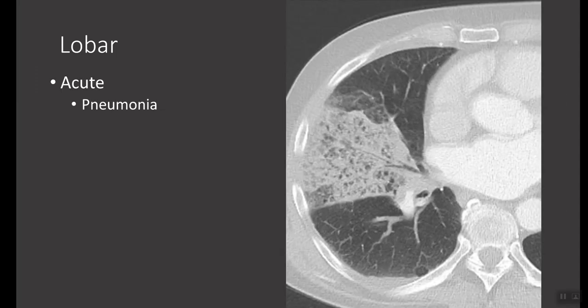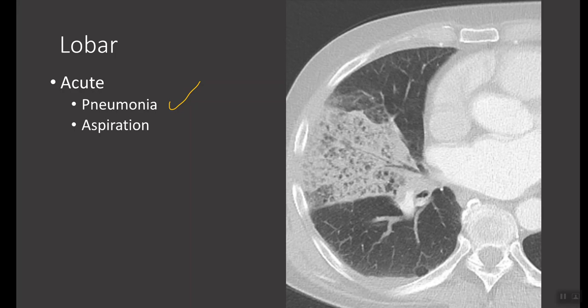So what is our differential for acute lobar consolidation? Well, the first thing you should always think about when you see consolidation in the lung is a lobar pneumonia. And typically lobar pneumonias are bacterial in origin. One of the most common causes for a lobar pneumonia is streptococcus.